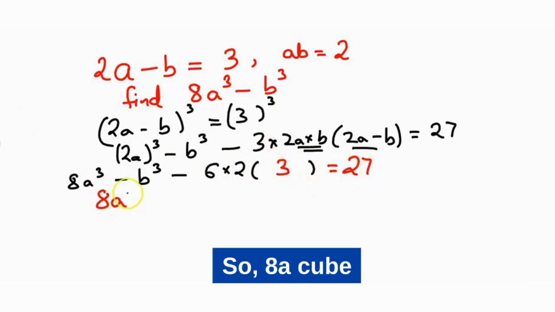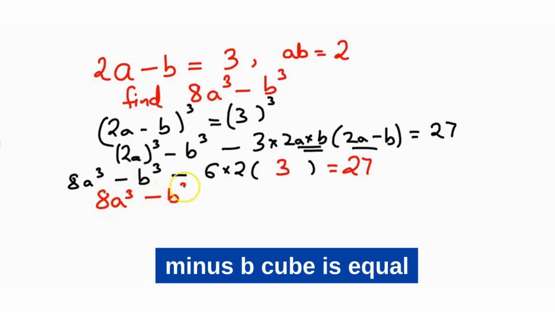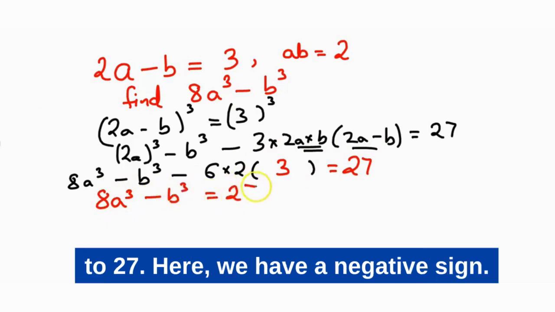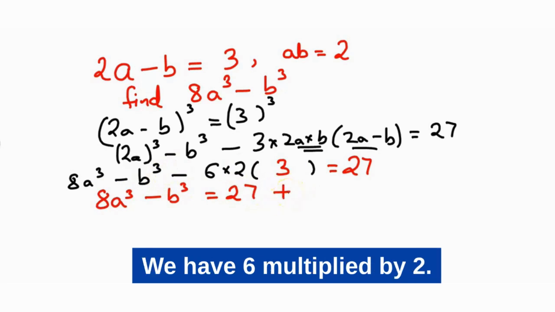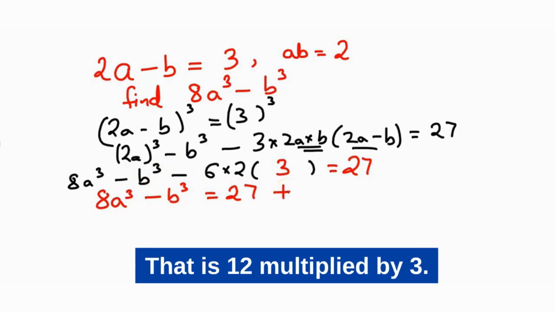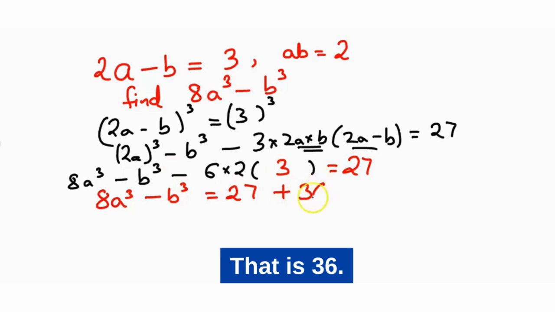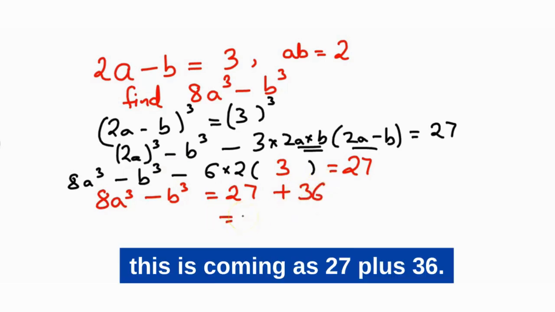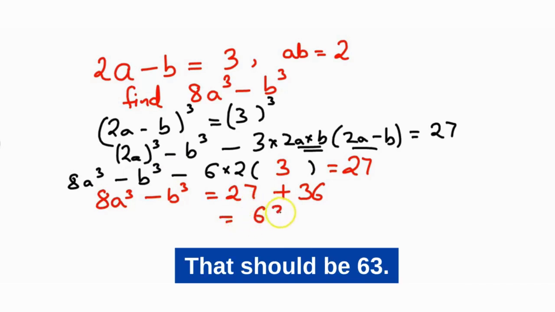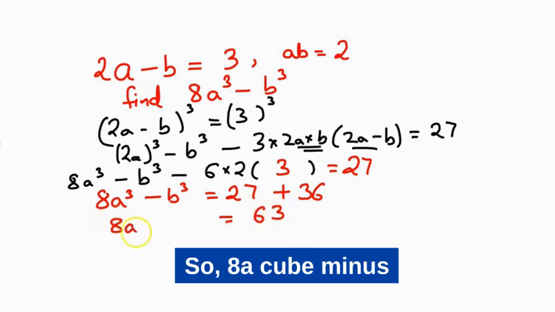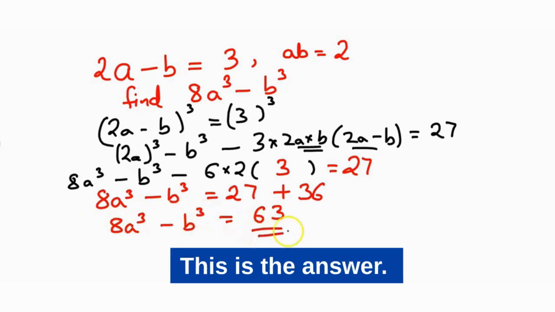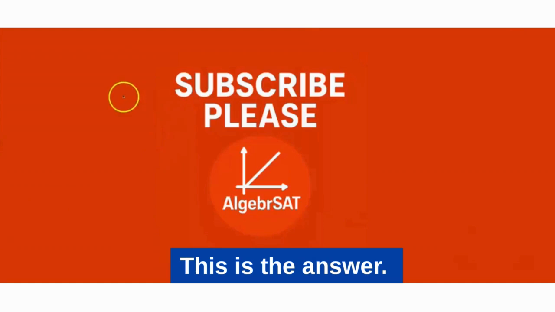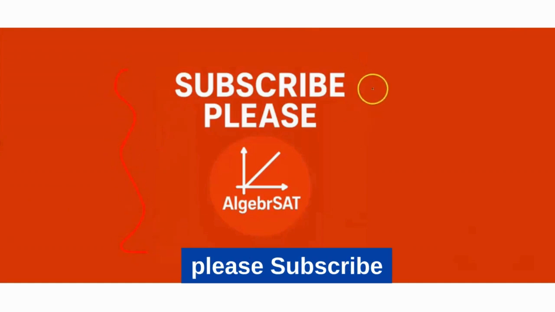So 8A cube minus B cube is equal to 27. Here we have a negative sign, so this would be positive. We have 6 multiplied by 2, that is 12, multiplied by 3, that is 36. So this is coming as 27 plus 36. That should be 63. So 8A cube minus B cube is coming as 63. This is the answer. And please remember to do this also.